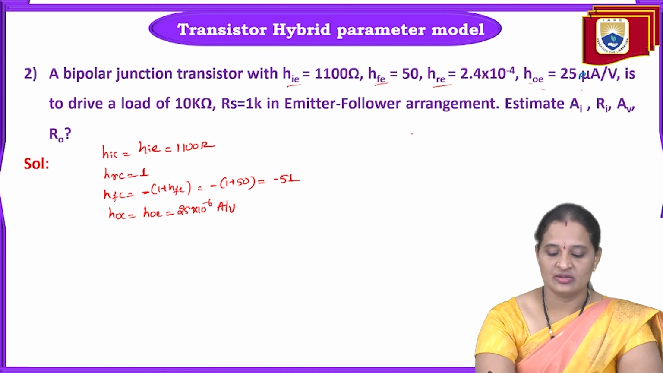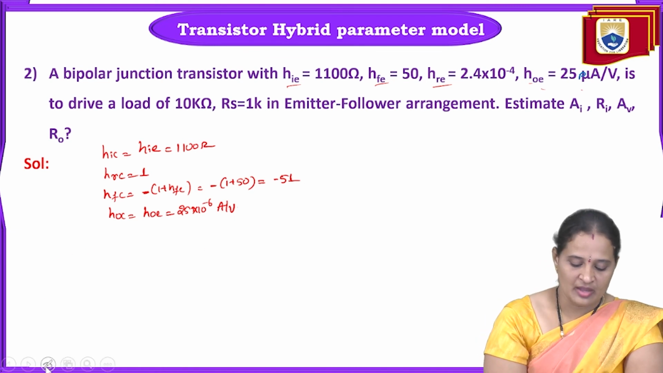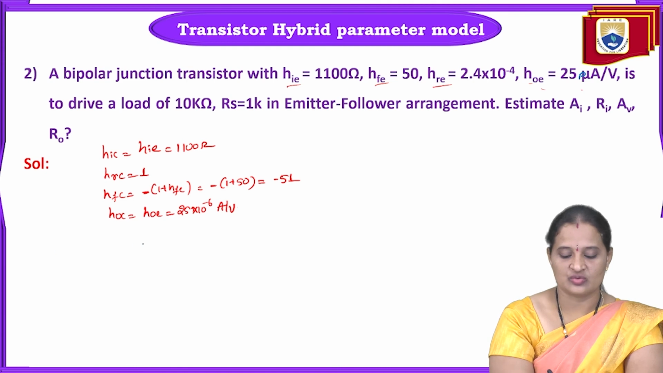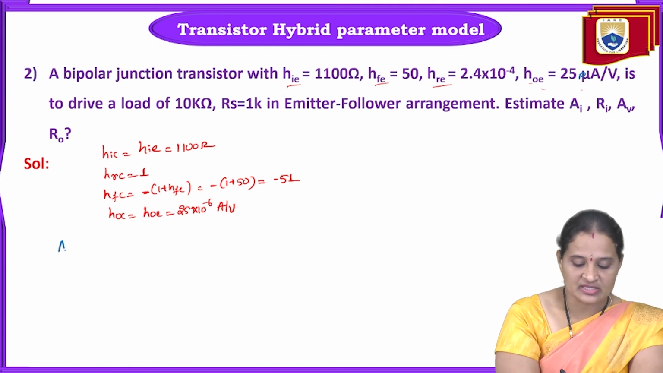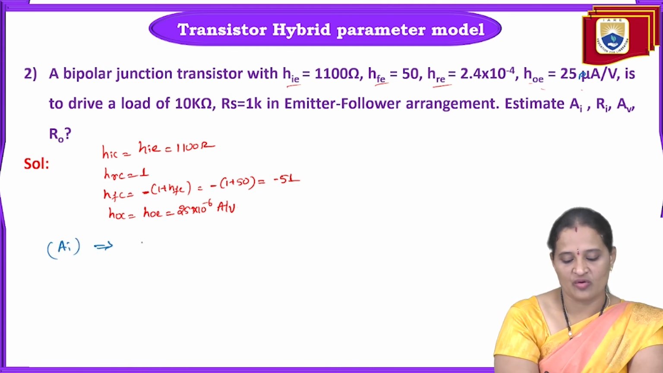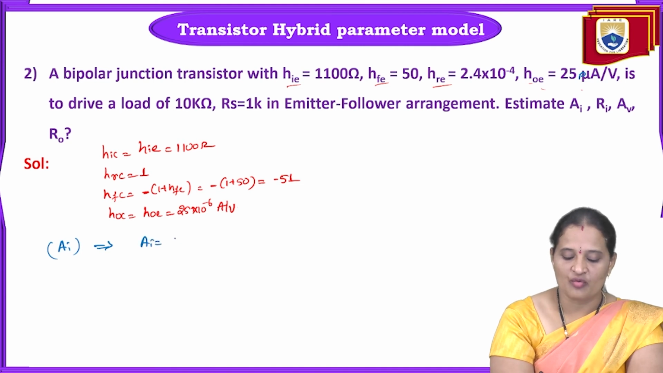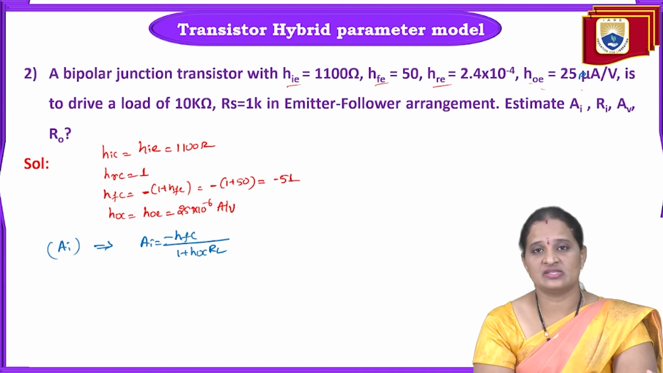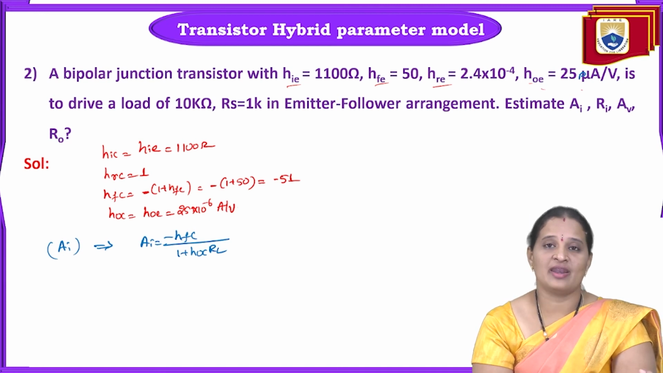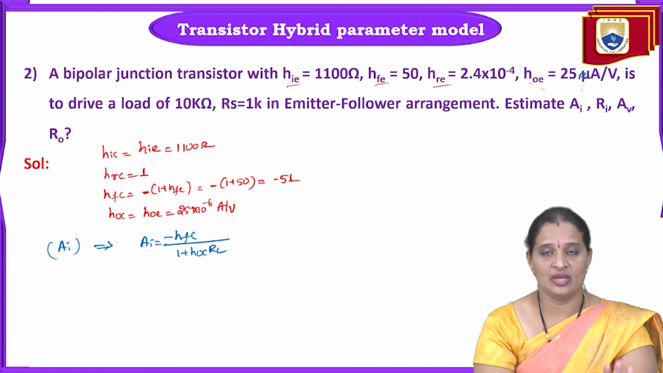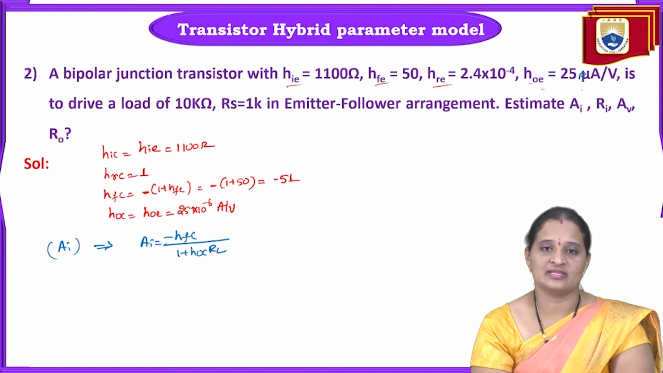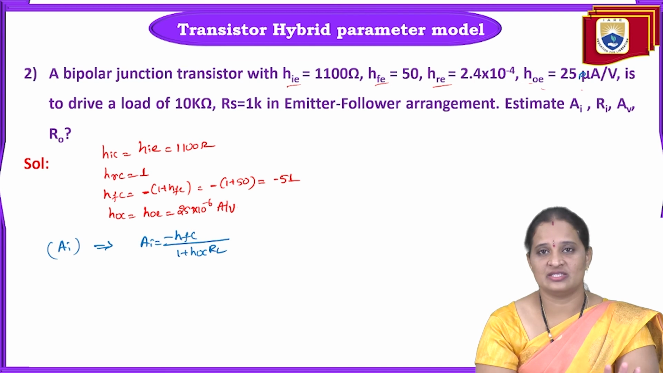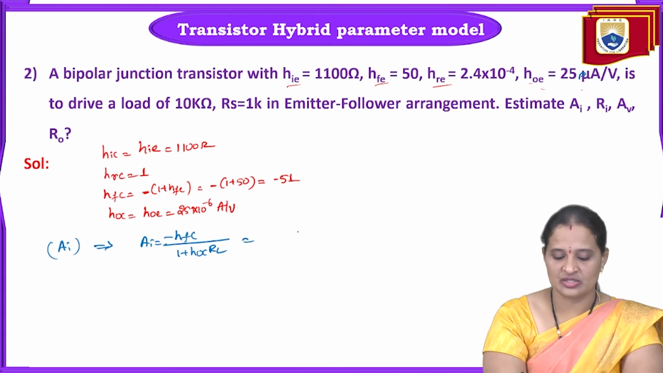Once it is done, now we need to calculate all the parameters. What are all the parameters? First, current gain. We already know the formula. AI is equal to what? Minus HFC divided by 1 plus HOC into RL. Here no need to take RL dash because no emitter resistance is given. Even RI dash no need to calculate because we have only RS. We don't have any other resistive elements here. So just substitute all the values.